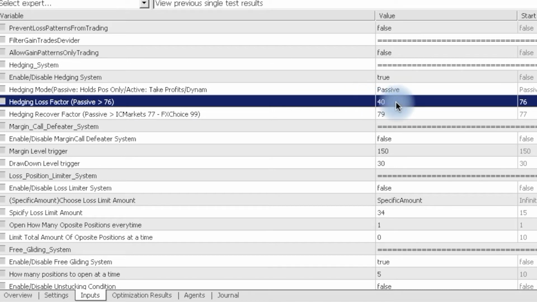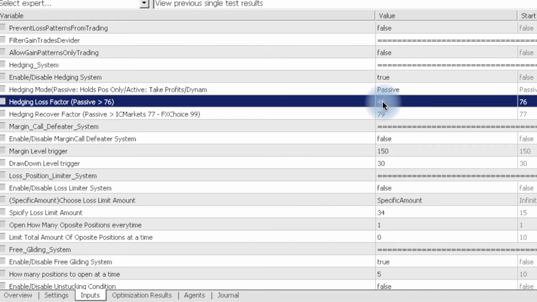Now what will this system do? It will actually open a counter position. So if you have a buy, it will open a sell. And why is it doing that? Well, it's doing that to balance your account, because if you don't, then your account will go into minus and keeps going into minus if the price keeps going against you. And then sooner or later you'll hit margin call. If you hit margin call, basically you'll lose most of your money.